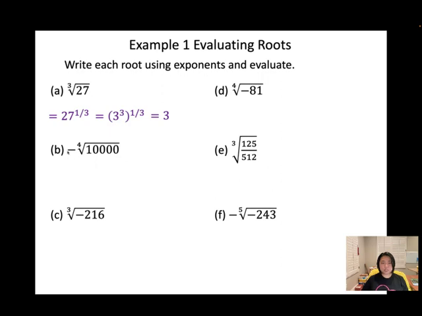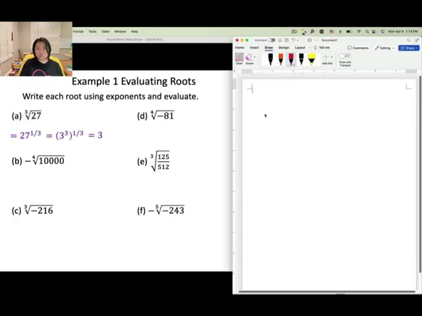Okay, B, negative fourth root of 10,000, okay? When we have an even number for the root, make sure this has to be a positive number. The negative is outside of the radical, so this is good. Make sure when the n is an even number, this has to be a positive number. Okay, let me show you guys how to do this one.